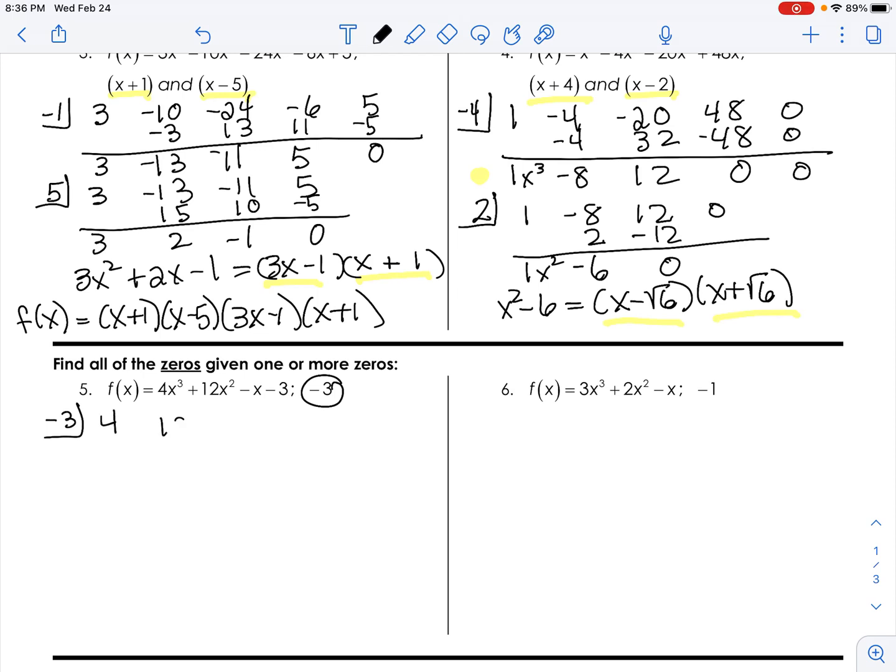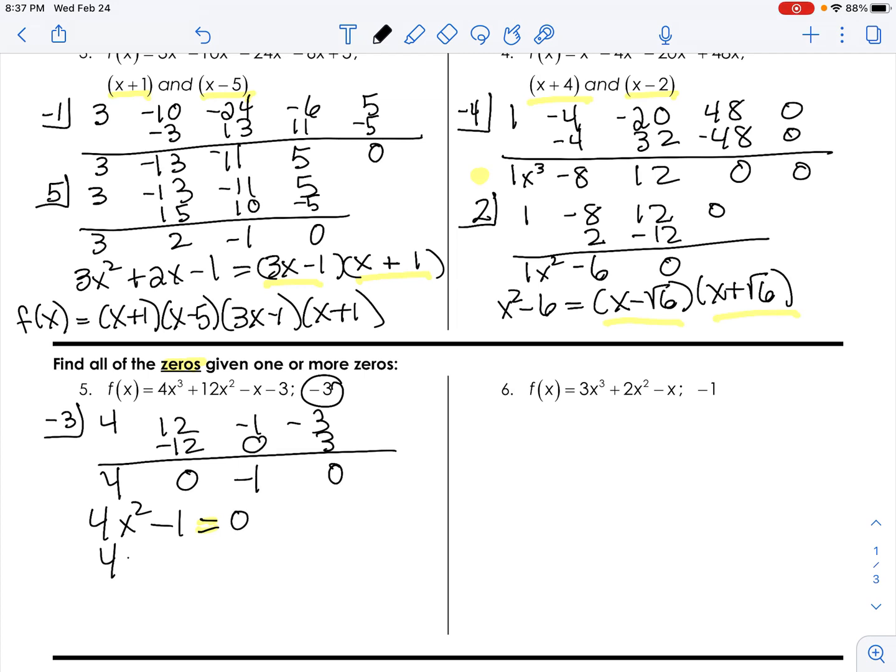Negative 3 in the house: 4, 12, negative 1, negative 3. 4, negative 12, 0, 0, negative 1, 3, 0. That was x cubed, so this is 4x squared minus 1. Find all the zeros, so now we are finding the zeros, so we are actually solving now. So 4x squared minus 1 equals 0. 4x squared equals 1. X squared equals 1/4. Take the square root of both sides. X is plus or minus a half. So there's our 3 zeros.